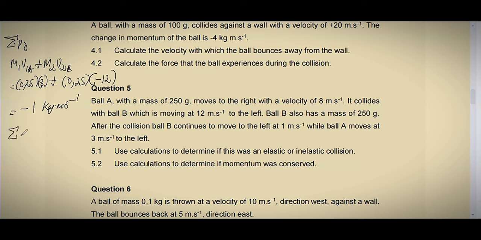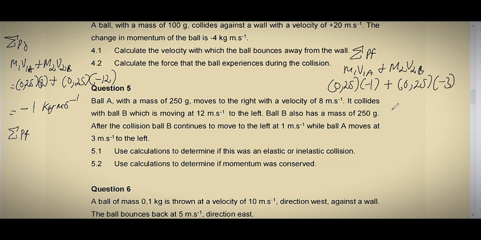Now let's calculate the sum of the momentum finally. Let's do it this side here. Sum of momentum finally, that's M1 V1 of A plus M2 V2 of B. So our mass number 1, that is of A, that's 0.25, but then our velocity finally, that's negative 1, then plus 0.25 multiplied by negative 3 this time. Now, if we calculate this one, we also receive negative 1 kg meters per second.